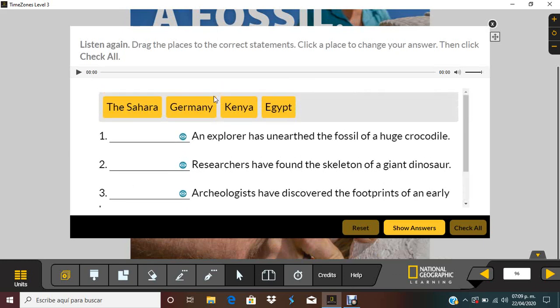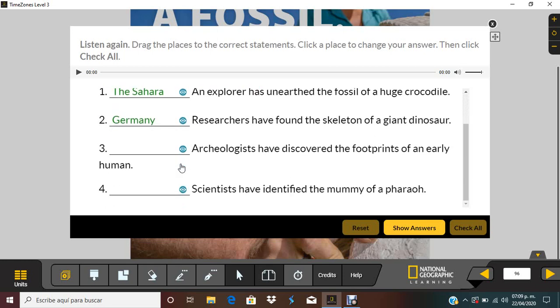Number 1, it says, an explorer has unearthed the fossil of a huge crocodile. What word did you put? The Sahara. Excellent. So if you put the Sahara, you are correct. Number 2, researchers have found the skeleton of a giant dinosaur. If you put Germany, you are correct. Remember, Germany is Alemania.